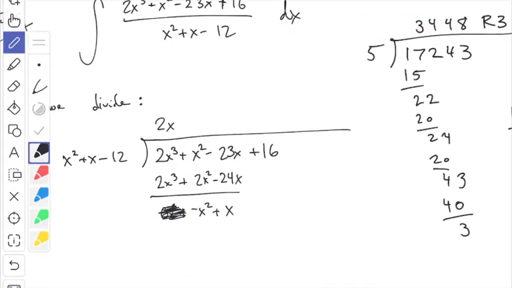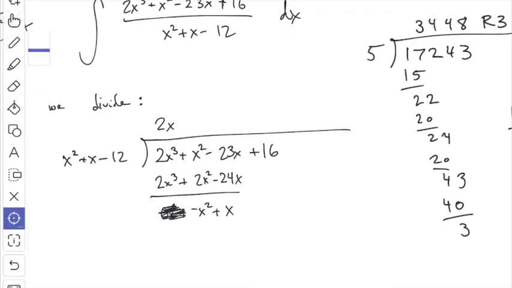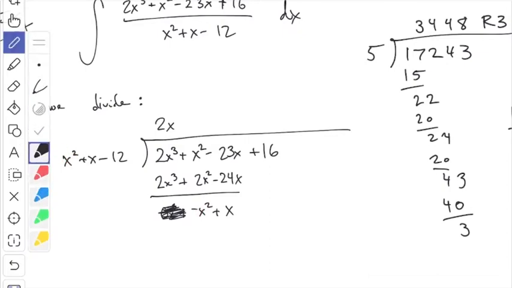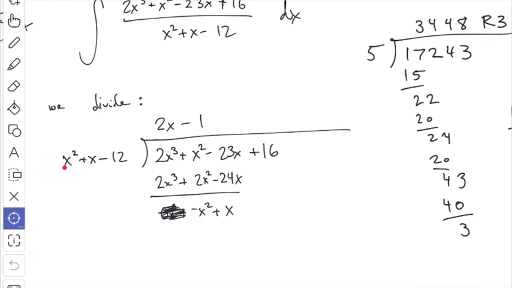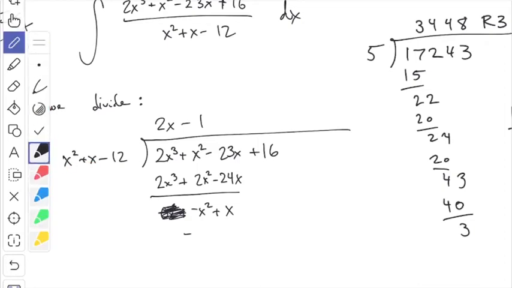Okay, next I am going to divide the next term. So I look at minus x squared and I ask, what do I have to multiply this by to make minus x squared? And the answer is negative 1. I hope that's what you said it was going to be. And then I multiply. So multiplying this thing over here on the left by negative 1 and writing it down here, I get negative x squared minus x plus 12.